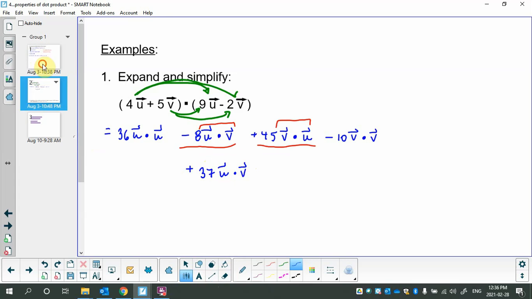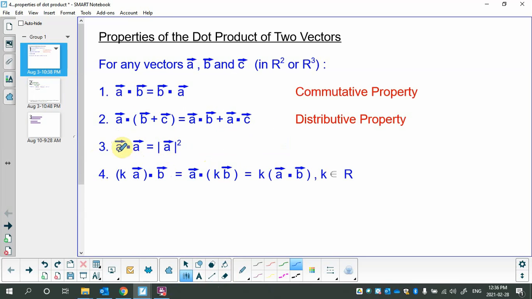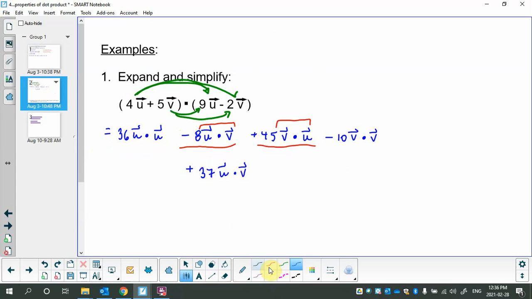And then another property that kicks in is this one, where we dot two vectors that are the same. It is going to be the magnitude of that vector squared. And that happens in two different places. It happens here with u dot u. So that can be replaced with this. And here's v dot v. And we get that. And that is as expanded and simplified as we can possibly get.